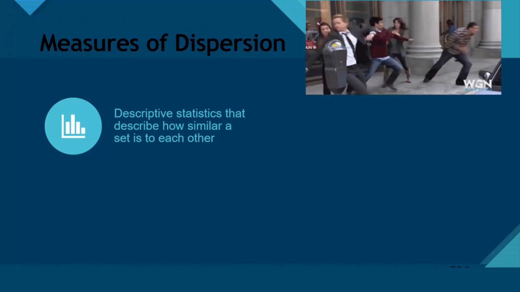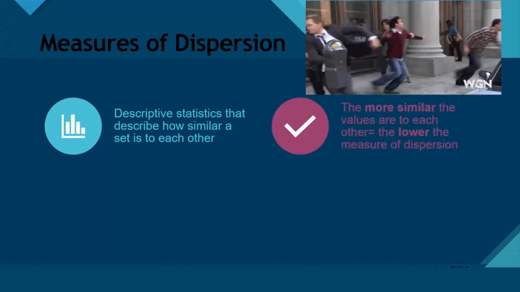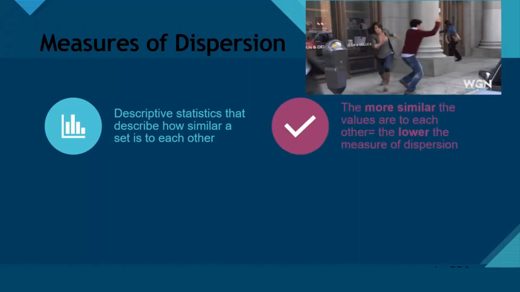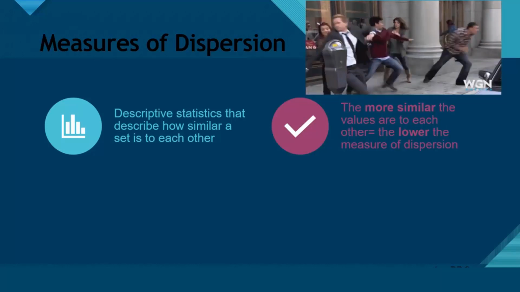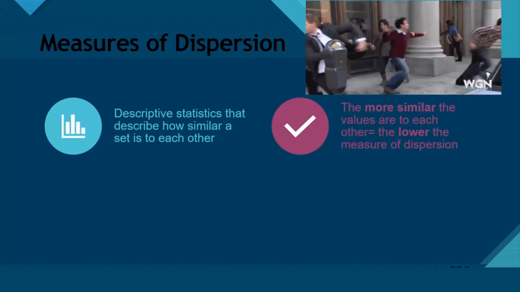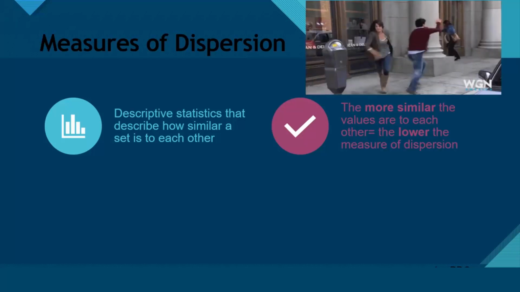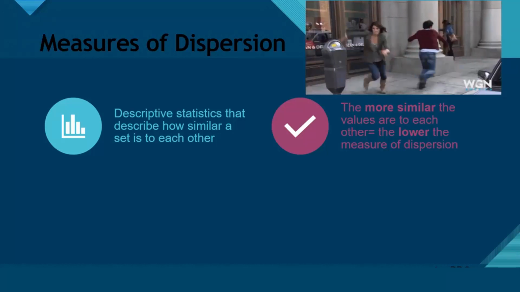So if we have a bunch of samples that seem to be very close to the mean or more similar, we have a low value of dispersion. That means that everything is kind of grouped around the mean. We don't get a whole bunch of stuff higher or a whole bunch of stuff lower.